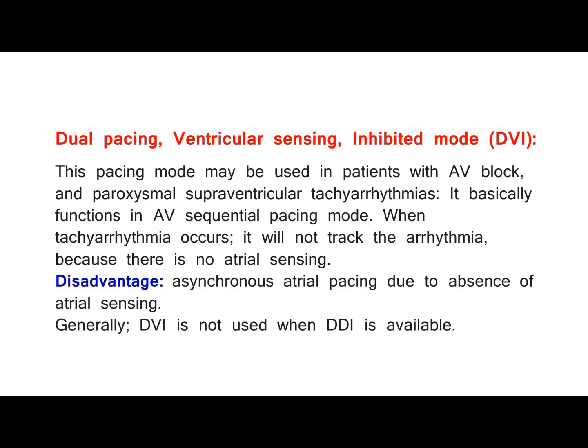This pacing mode may be used in patients with AV block and paroxysmal supraventricular tachyarrhythmias. It basically functions in AV sequential pacing mode. When tachyarrhythmia occurs, it will not track the arrhythmia, because there is no atrial sensing. Disadvantage: asynchronous atrial pacing due to absence of atrial sensing. Generally, DVI is not used when DDI is available.